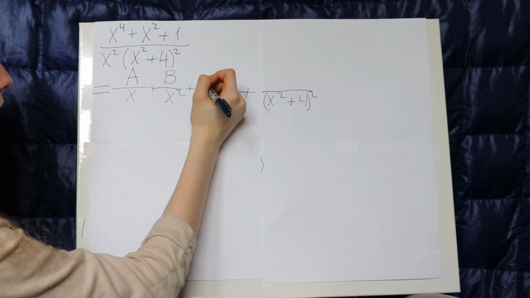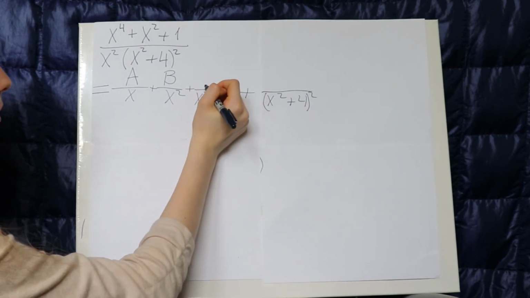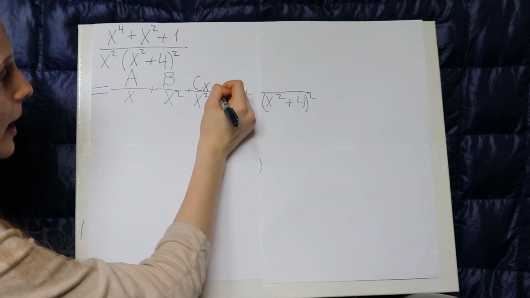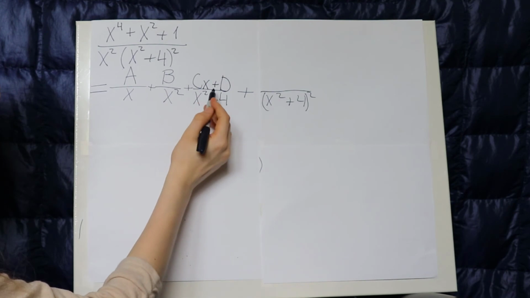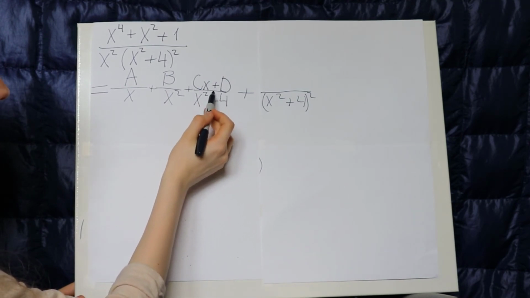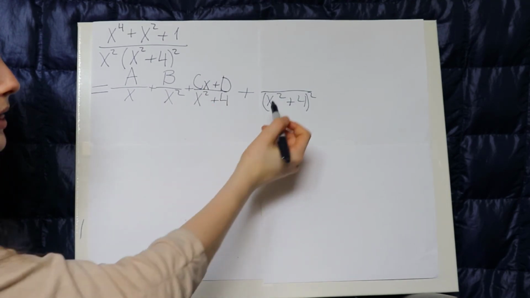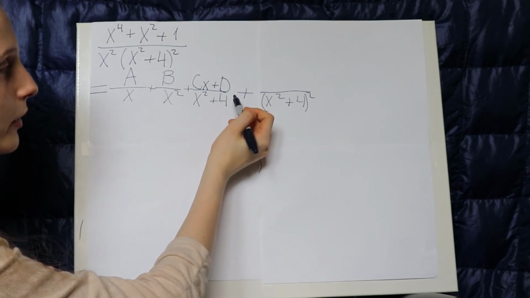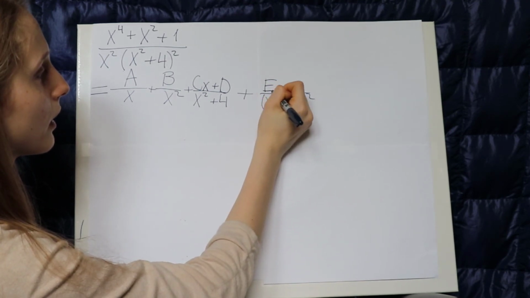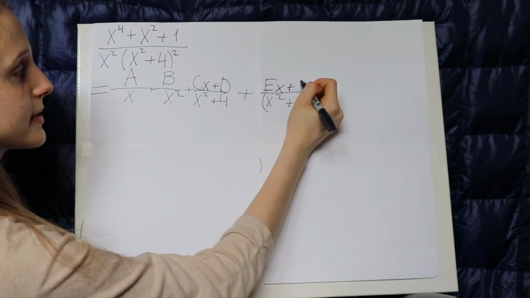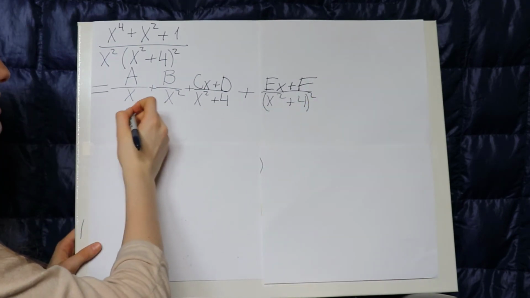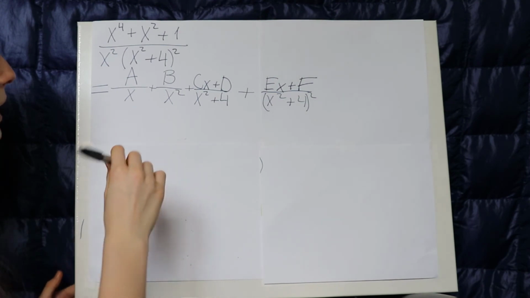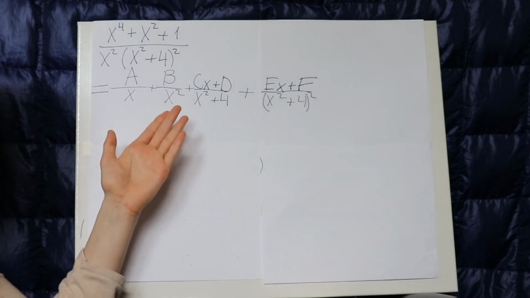Because of this, we have to introduce two new variables and an x here too. So we would have cx plus d. So we would also have a plus here and an x here. And the exact same thing goes for this one, except we would use new variables. So we would have ex plus f. So this is our new, more complicated equation of what this fraction would be like decomposed.